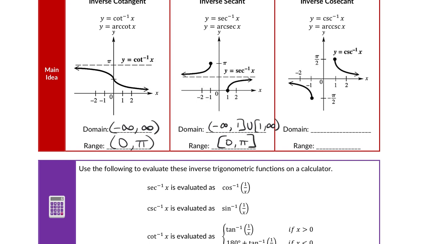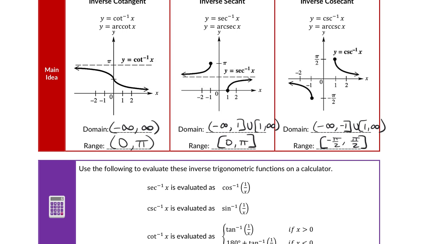And inverse cosecant has a domain similar to inverse secant, from negative infinity to negative 1, and then 1 to infinity, which makes sense since that's the range of secant and cosecant normally, so that becomes the domain of their inverse. The range has to be restricted between negative pi over 2 and pi over 2.